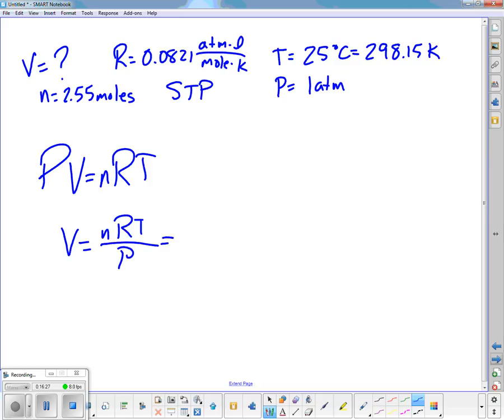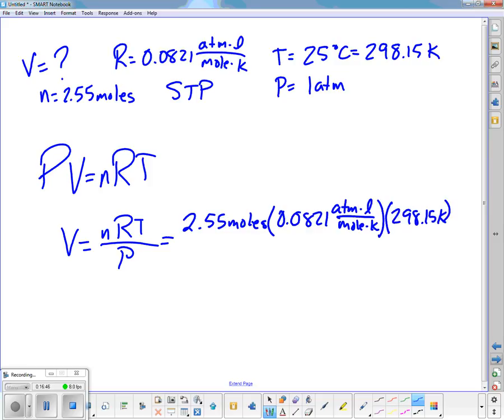I'm plugging in. We've got 2.55 moles times 0.0821 atmospheres times liters divided by mole times Kelvin times temperature, all divided by 1 atmosphere. Crossing out units, moles, moles, atmosphere, atmosphere. Okay, we're left with liters. And hopefully, when we plug that all through, we end up with 57.2 liters.